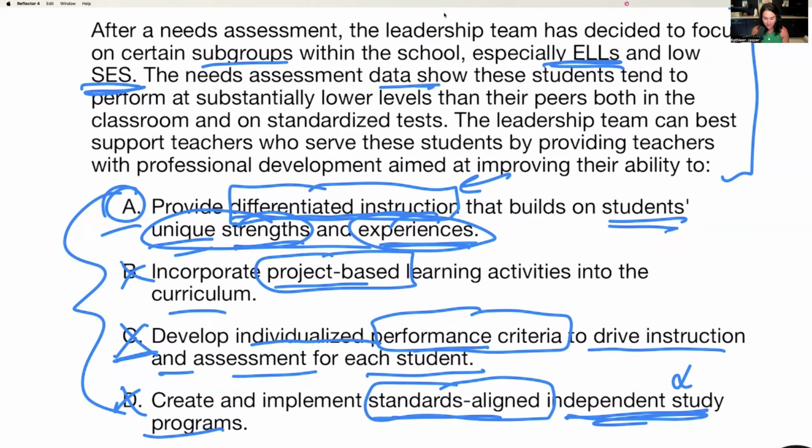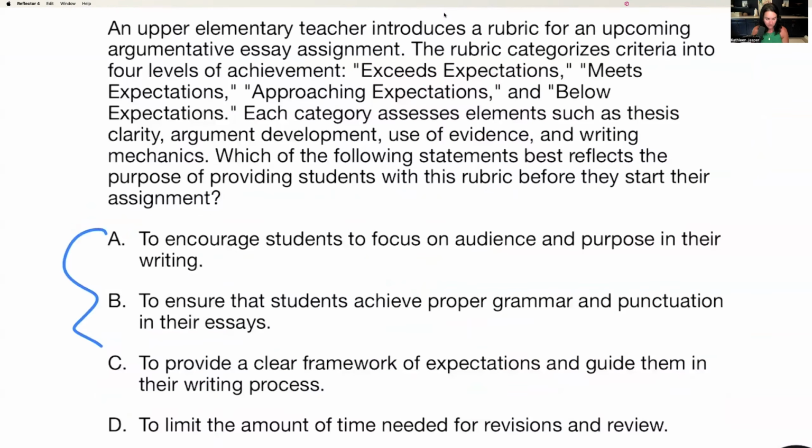The needs assessment and data showed these students tend to perform at substantially lower levels. So what are we going to do? We're going to differentiate instruction and base that on their strengths and experiences. And finally, the last one here, let's have a look at the answer choices. To encourage students to focus on audience and purpose in their writing. Okay, I like audience and purpose. That's pretty good if you're working on English language arts.